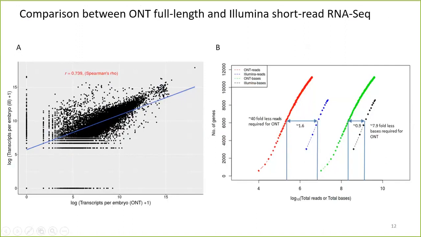And in figure B, I just provide a comparison. Some people usually want to know, for the same number of genes, how many Nanopore reads or how many Nanopore bases do you need compared to Illumina. In this figure B, what we performed is a rarefaction curve, and we see that to identify, for example, 6,000 genes, you need about 40 times fewer reads for Nanopore compared to Illumina, and about 8 times fewer bases compared to Illumina. And you can see that this is the same trend for whichever number of genes that you want to pick. So this is sometimes important.